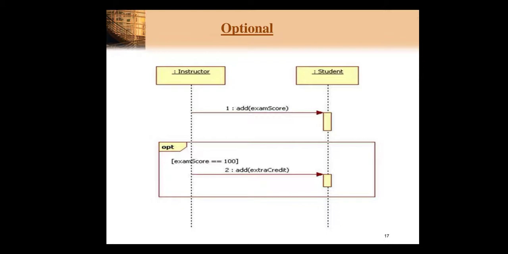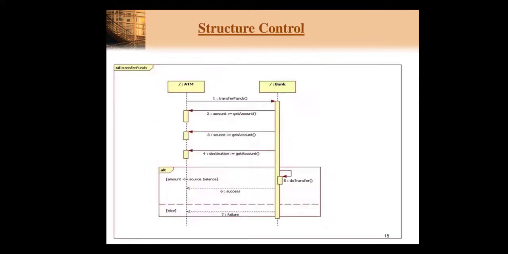Optional: that means if some parts are optional, in that case also that part is represented with the help of a rectangular box, and in the upper left corner, in the pentagon, you have to write opt, that is, this is an optional part. Whatever structural control tag you want to specify, you can specify under this rectangular box.